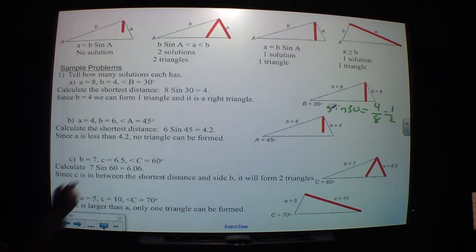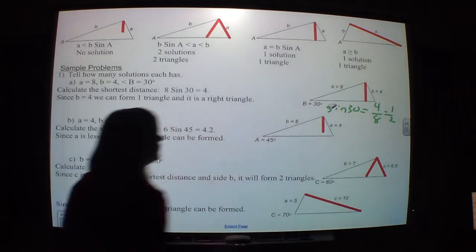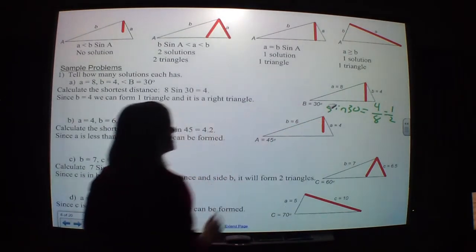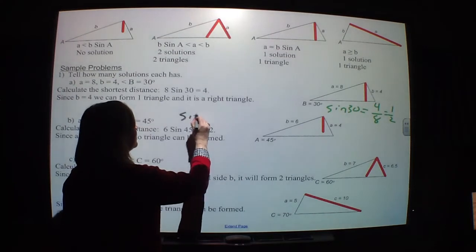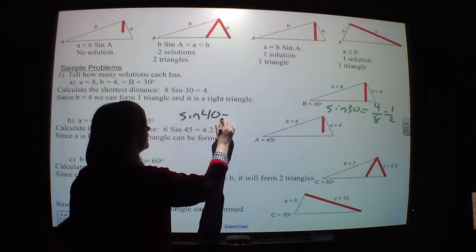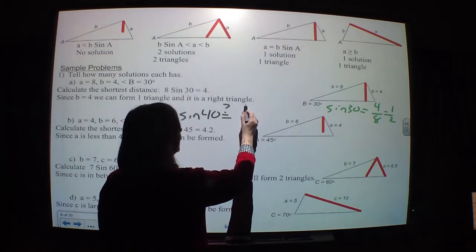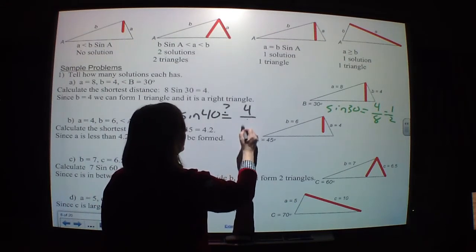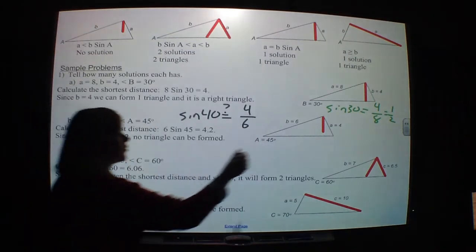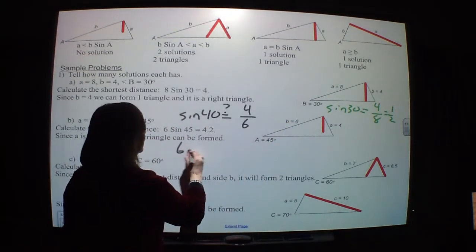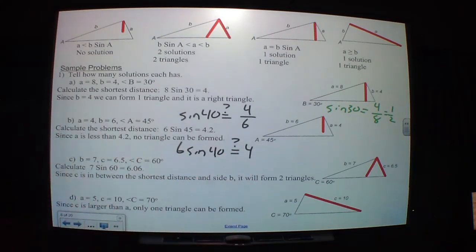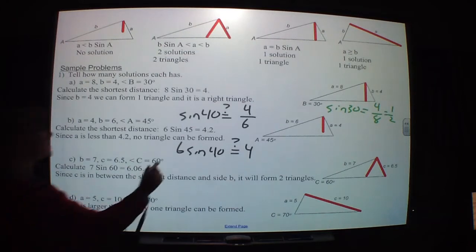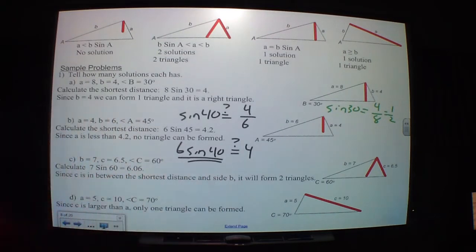Now, I have a side A given as 45, the opposite is 4, and this side adjacent to my angle is 6. Okay? So now, remember, does the sine of 45 equal my opposite side over, if it were a right triangle, my hypotenuse? Does 6 sine of 40 equal 4 to give me a right triangle? And when you calculate it, 6 sine of 40 does not equal 4, it equals 4.2.